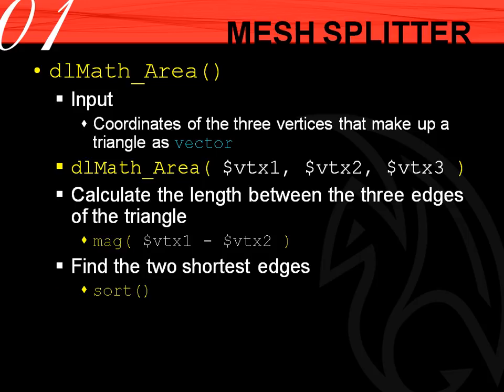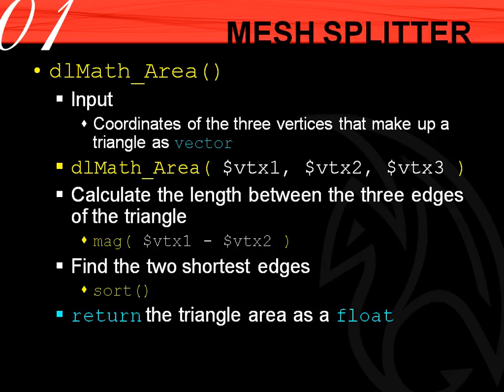What sort will do is either alphabetically or numerically, it'll order an array in ascending order from smallest to biggest, or from A to Z in the case of an alphabetic order. And it's going to allow us to find the 2 shortest edges. If we put something in order, the 2 shortest are going to be 1 and 2. And if we have 3 things, the third is going to be the longest edge. So once we know the shortest edges, then we can take those 2 and return the triangle area as a float by taking those 2 shortest edges, which are going to be our length and width, and multiplying that by 0.5. Again, using 0.5 and multiplication because we know that it's going to be faster.